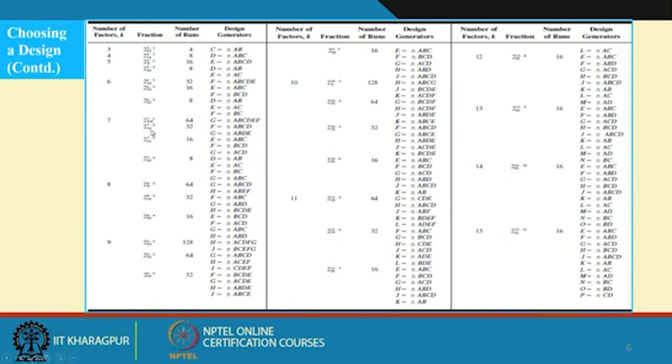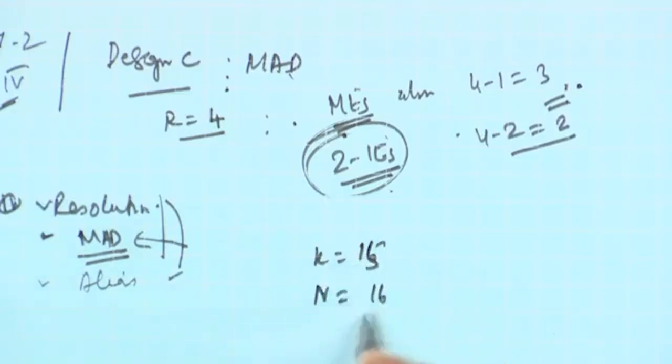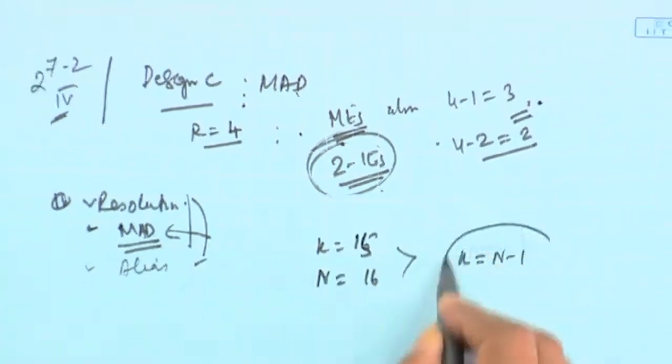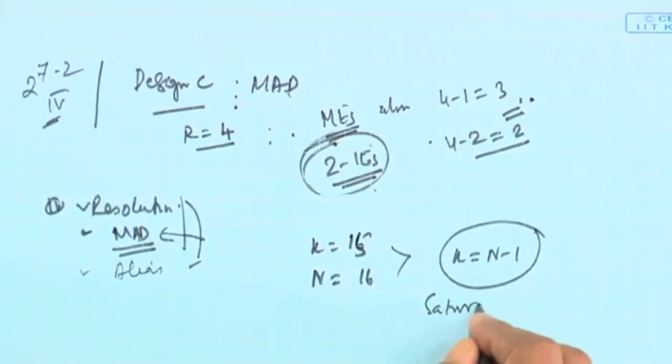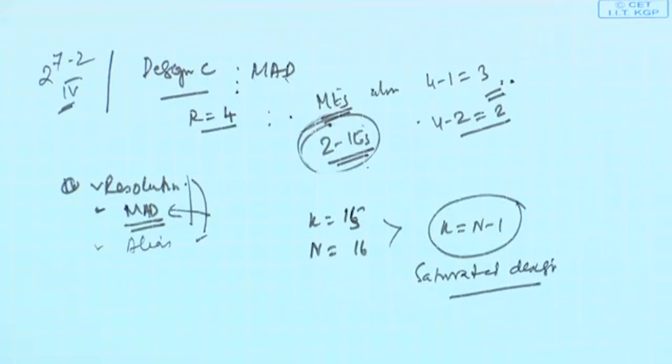So, resolution 3, 4, 5 and higher resolutions are possible. If you consider here 2 to the power 15 minus 11, resolution 3 with 16 runs, so 15 factors with 16 runs is possible. So, we have k equal to 15 and number of runs n equal to 16. That means k equal to n minus 1, and this type of design is known as a saturated design. It is very popular in screening experiments.